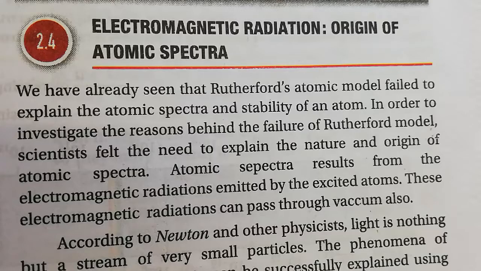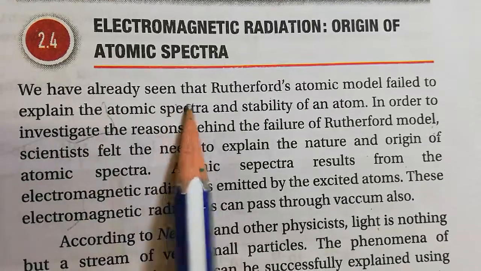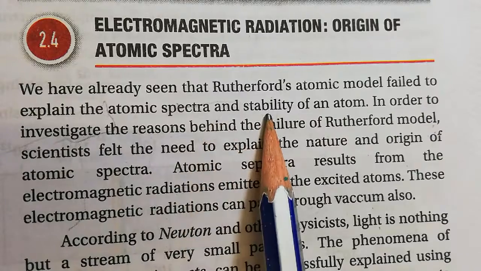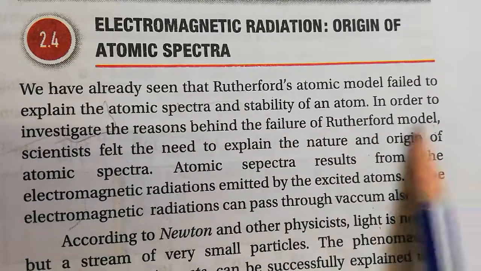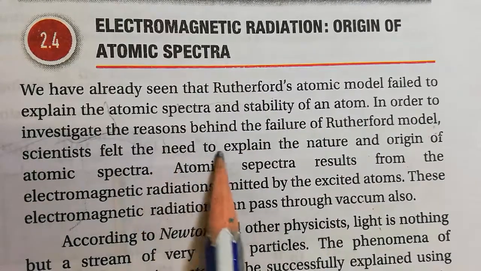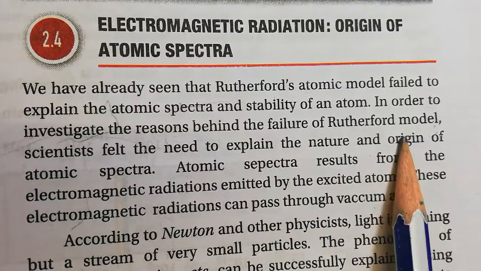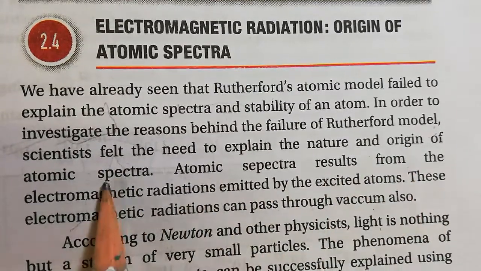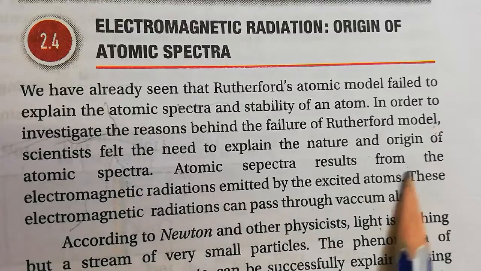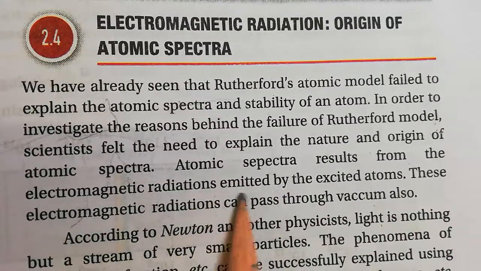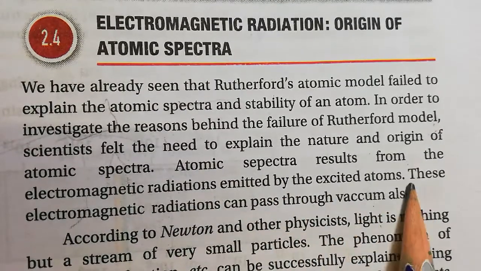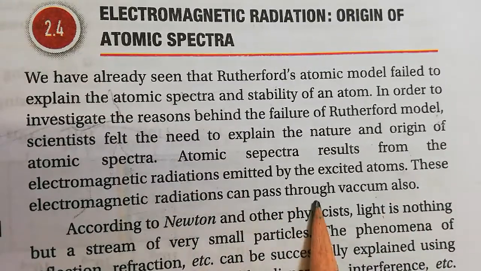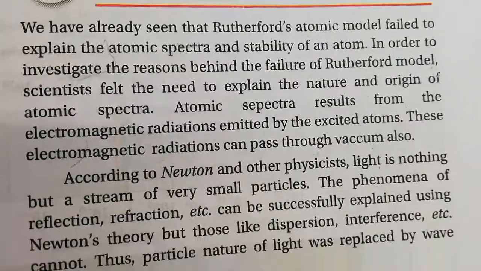So let's start. We have already seen that Rutherford's atomic model failed to explain the atomic spectra and stability of an atom. In order to investigate the reasons behind the failure of the Rutherford model, scientists felt the need to explain the nature and origin of atomic spectra. Atomic spectra results from the electromagnetic radiations emitted by the excited atoms, and I will show how. These electromagnetic radiations can pass through vacuum also.